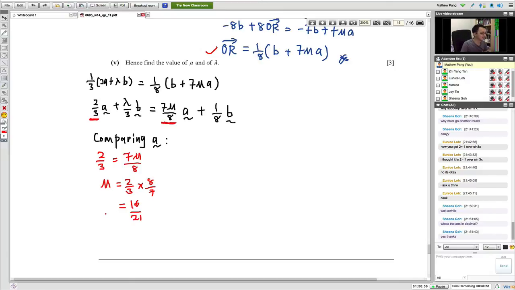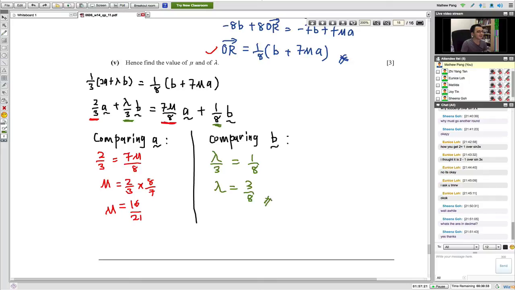Then I will do the same thing for b. Then I'm comparing b. So I will compare whatever I have for b here, which is lambda over 3 equals 1/8. Do you see that? Lambda over 3 equals 1/8. So lambda equals 3/8. Done. 3 marks. Okay, it's not really hard. You just need to understand this thing, then you can do this question easily and get it correct easily.